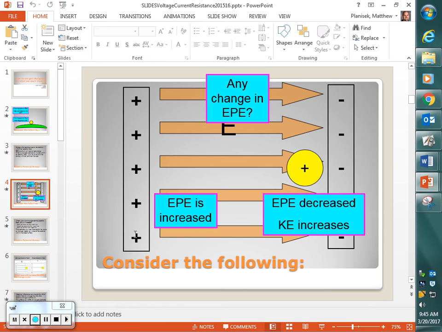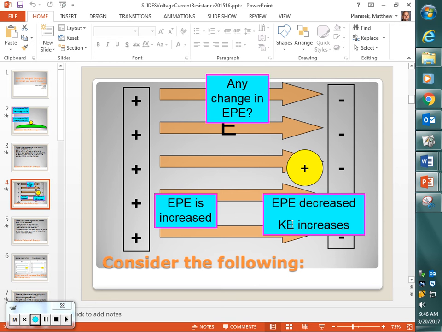The boxes showed up because of the animation. But the first thing we did was move this proton from here to here. We moved positives closer to positives. That increased the electrical potential energy. But then when we let it go, it went back over here. So its potential energy decreased, but its kinetic energy increased.